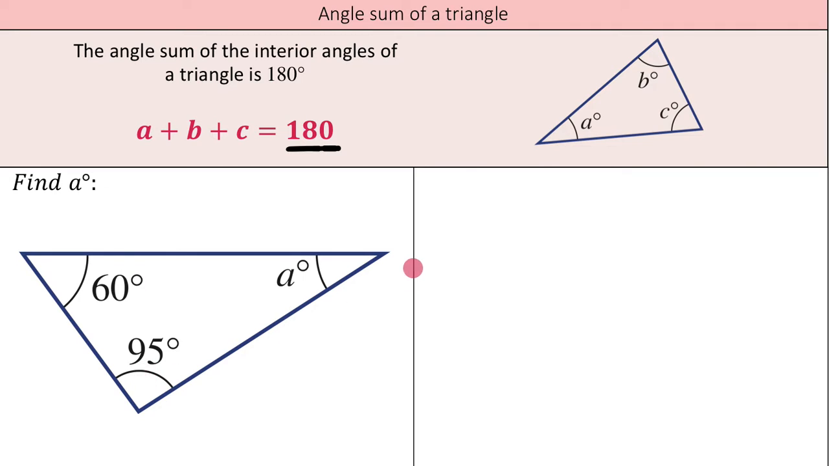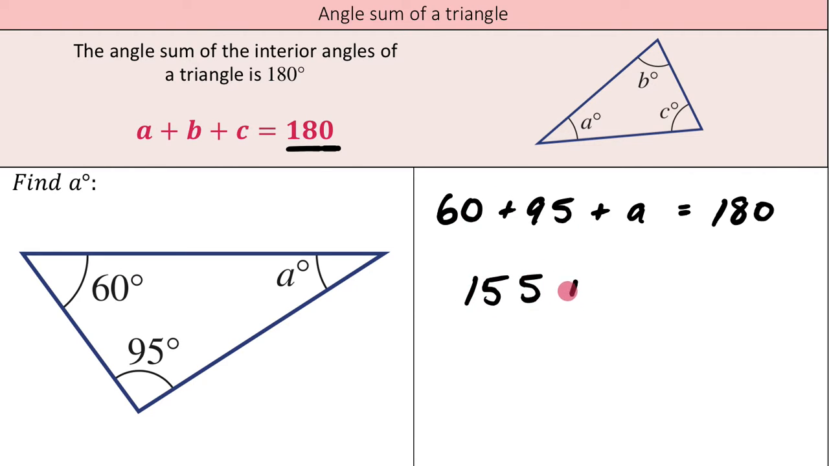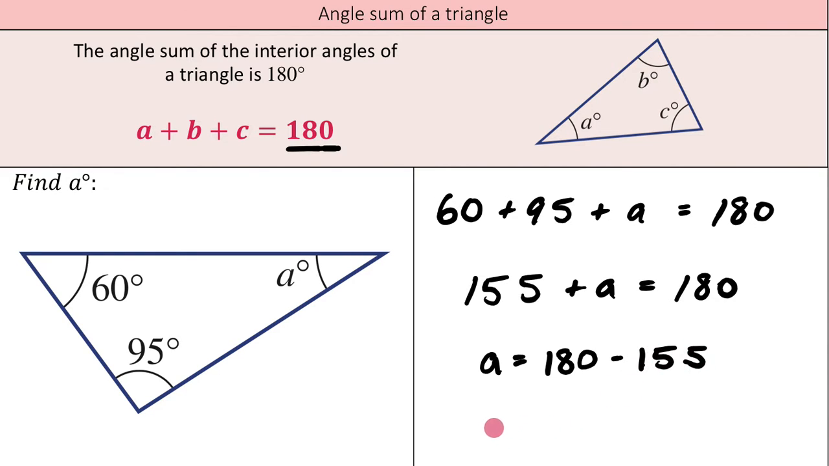My first line of working out would be the following. I know that 60 plus 95 plus A is going to be equal to 180, because if I add them all together, it's going to be 180. Next, 60 plus 95 is 155, so 155 plus A equals 180. Finally, to find A, I take 155 away from 180, and that tells me that A is equal to 25 degrees. And just like that, I have solved it.